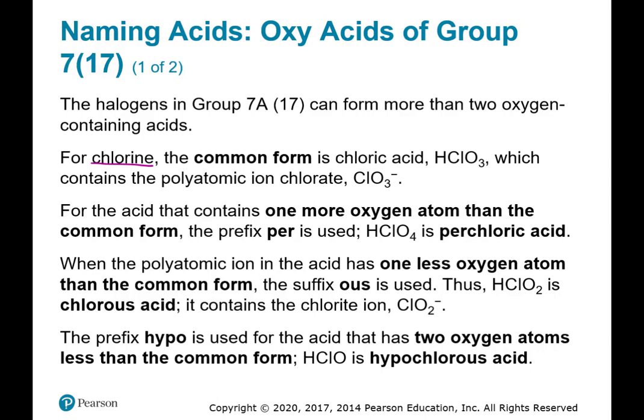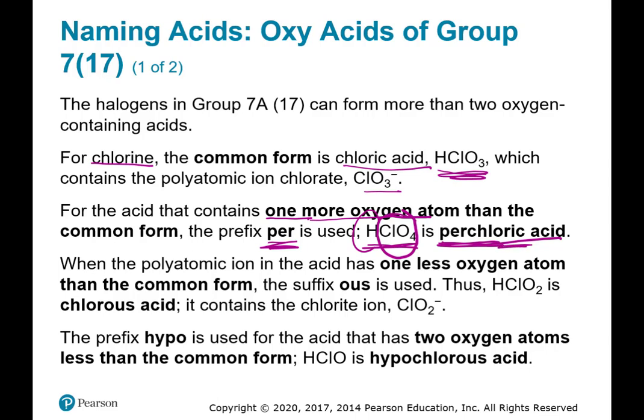For chlorine, the common form is chloric acid, HClO3, which contains the polyatomic ion chlorate. For the acid that contains one more oxygen atom than the common form, the prefix per is used. HClO4 is perchloric acid. We would see on our polyatomic ion sheet that ClO4 is perchlorate. So if I add the H in front of it, it would become perchloric acid.